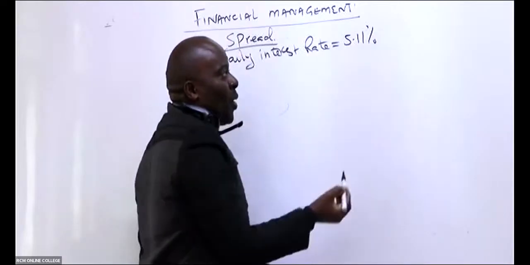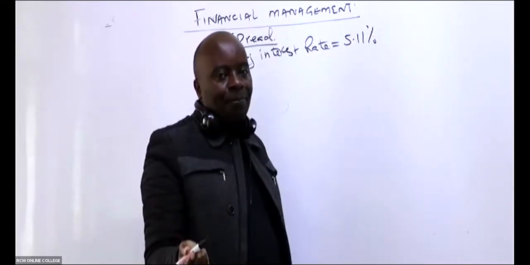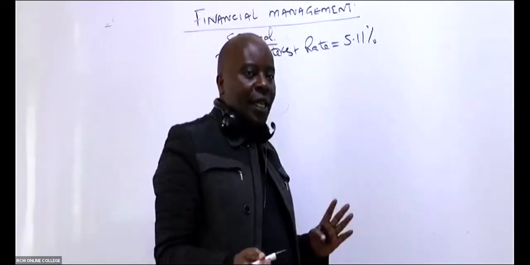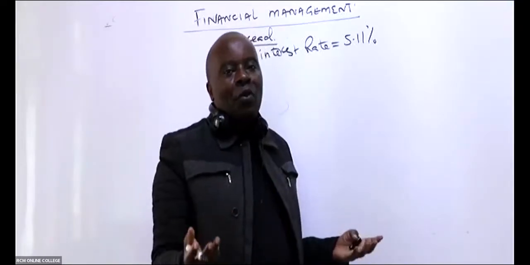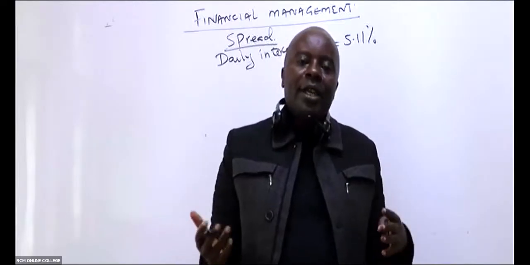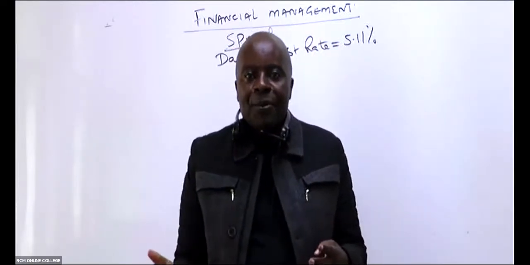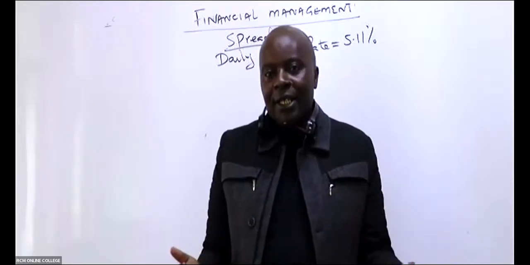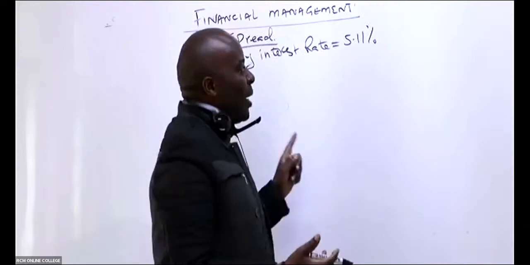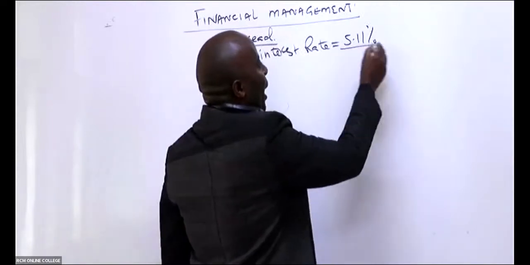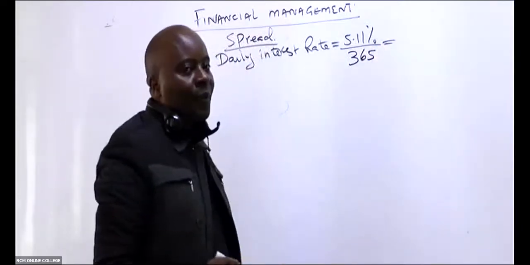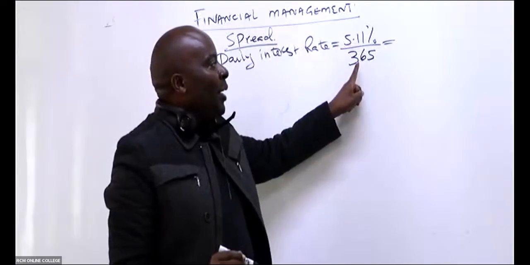But you see, this 5.11% will be an annual rate. Unless you're told otherwise, the rate given there shall be assumed to be an annual rate. And again, for those people who have been in investments, we know that investments will give you interest per annum of like 9%, 10%. So you can't get this 5.11 being a daily rate. This must be a per annum rate. So then come here and divide this by 365. So you take 5.11 divided by 365.